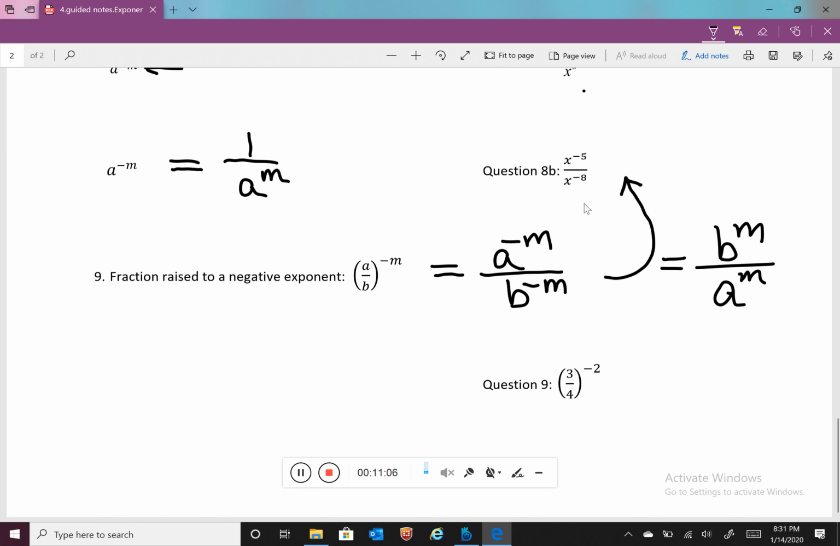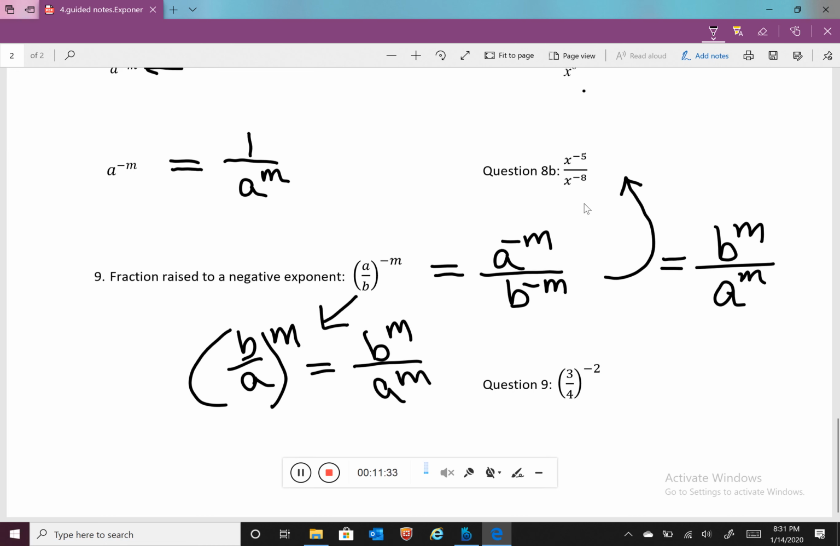Another way we could have handled this is saying I want to make that exponent positive. So I'm going to make it go from negative m to positive m by flipping, or reciprocating, the base. So that's b over a. Notice I can now apply our power rule, so b to the m over a to the m. And that's our last question.